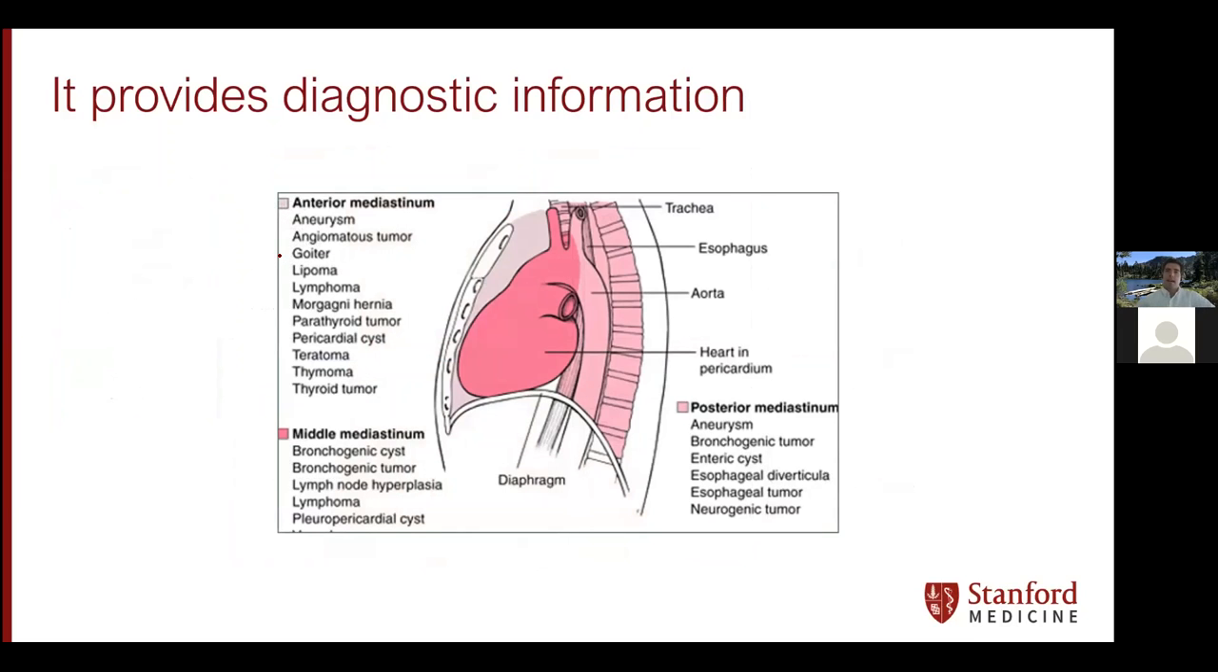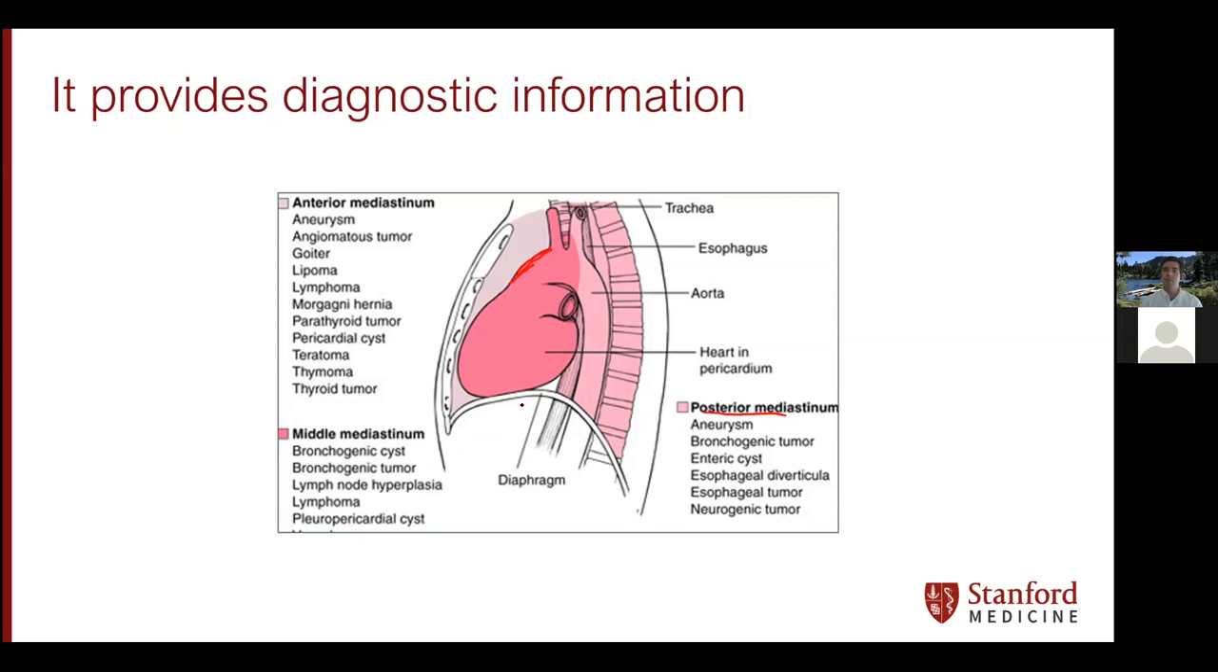It also provides diagnostic information when you look at imaging studies. So this is a picture of the mediastinum, and the mediastinum is split up into three different compartments. You have your anterior compartment, which is made up of your thymus, your thyroid tissue, fatty tissue, and lymph. You have the middle mediastinum, which is predominantly made up of your heart and the bronchi going into the lungs. And then you have your posterior mediastinum, which is made up of the nerves, esophagus, et cetera.